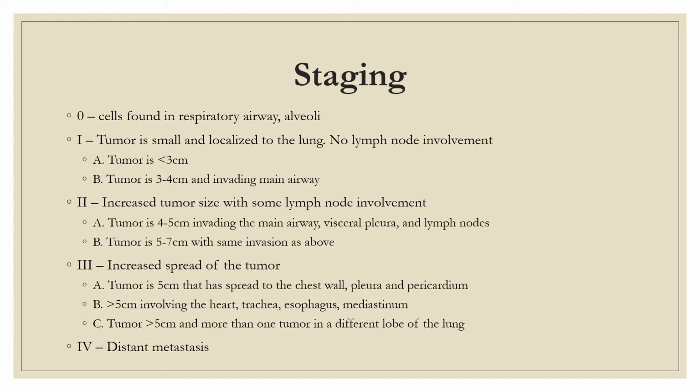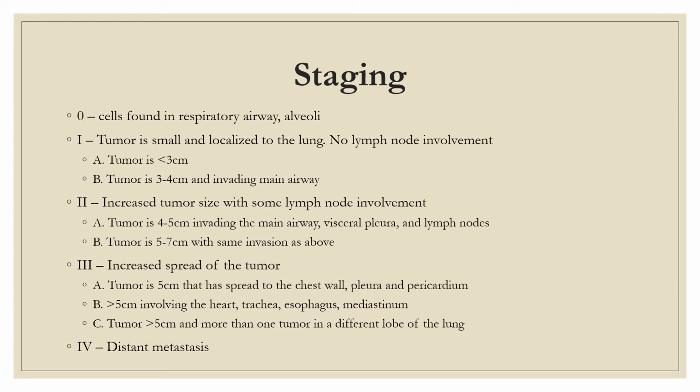Then we go to stage 2. So this is when the tumor increases in size and there's some lymph node involvement. With 2A, the tumor becomes a size of 4 to 5 centimeters. It starts invading the main airway, the visceral pleura, and the lymph nodes. And then 2B is when the tumor is 5 to 7 centimeters with the same invasion as above.